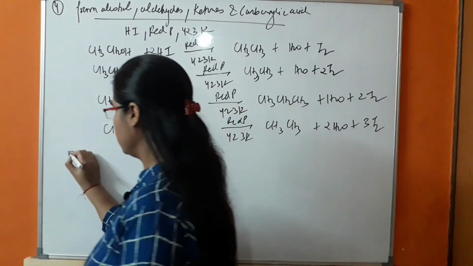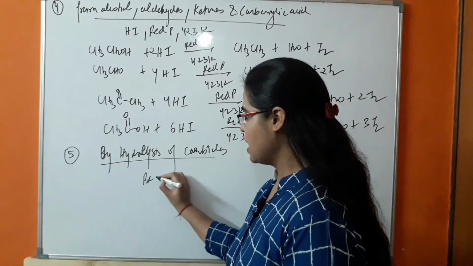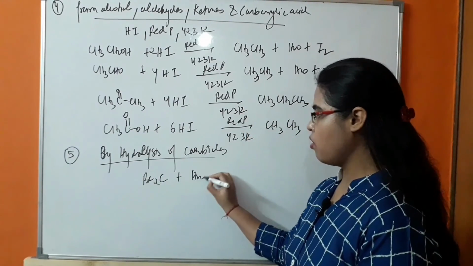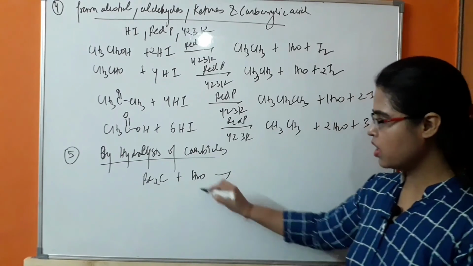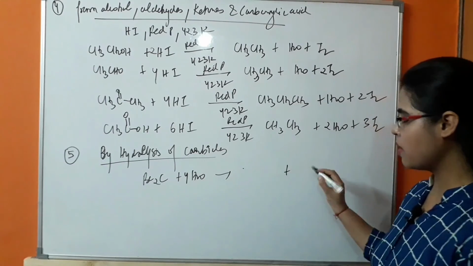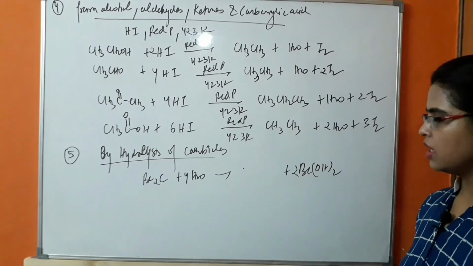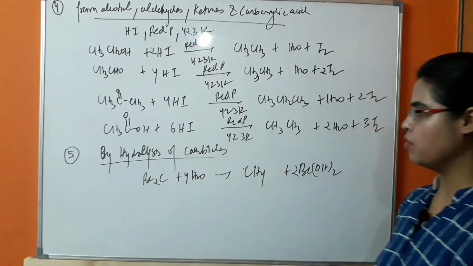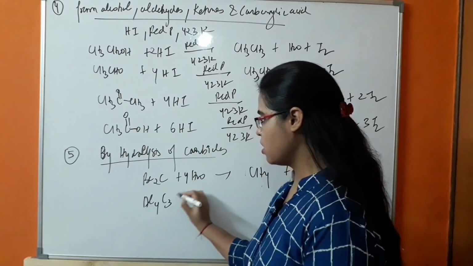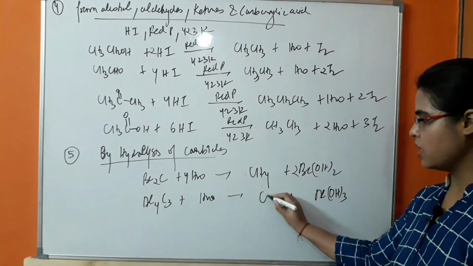Next, fifth, hydrolysis of carbide. Example, beryllium carbide Be2C in the presence of water. How many water molecules will be taken? 4. Then there will be formation, first of all, of the byproduct beryllium hydroxide, and formation of CH4 will take place. Then aluminium carbide Al4C3, which gives aluminium hydroxide and CH4.